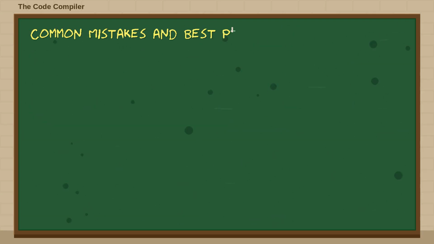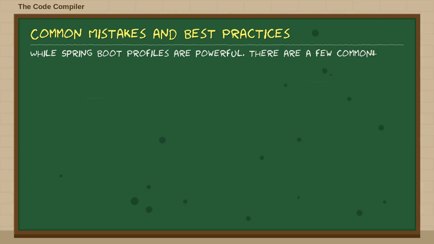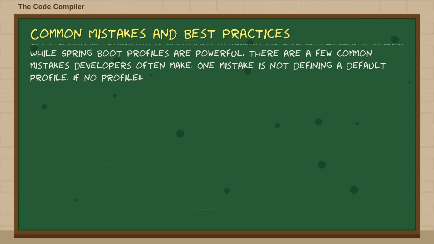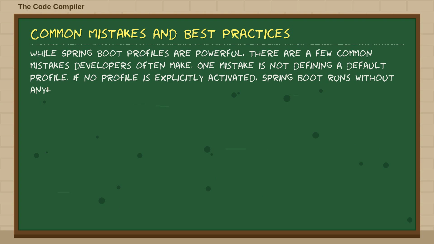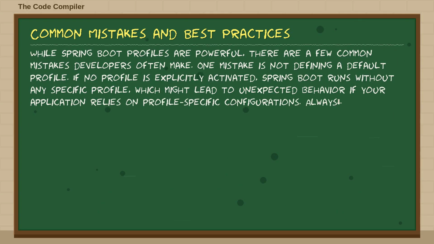While Spring Boot profiles are powerful, there are a few common mistakes developers often make. One mistake is not defining a default profile. If no profile is explicitly activated, Spring Boot runs without any specific profile, which might lead to unexpected behavior if your application relies on profile-specific configurations. Always consider a default profile or ensure one is always activated.